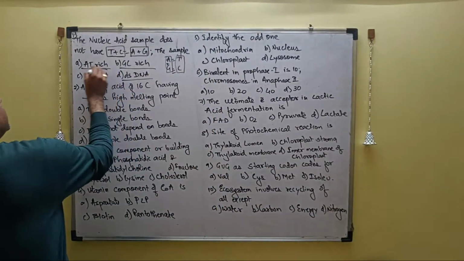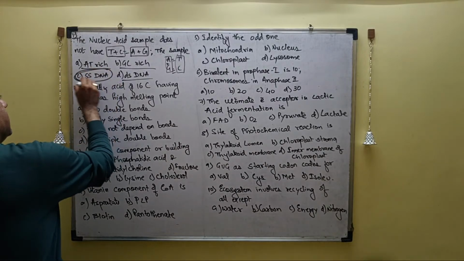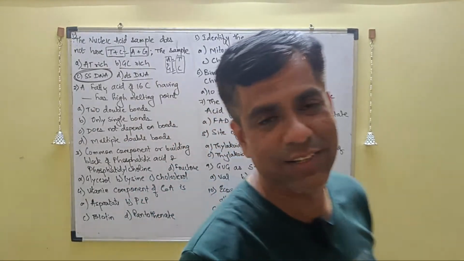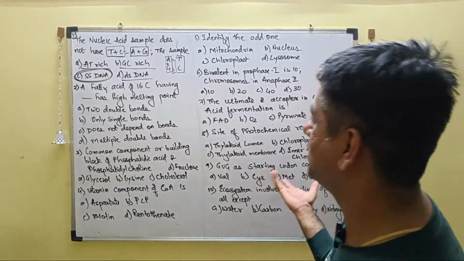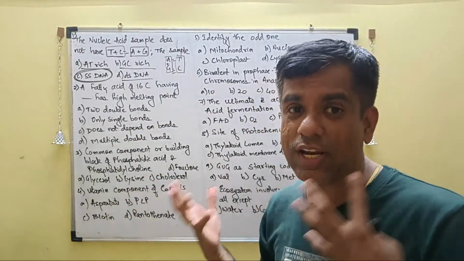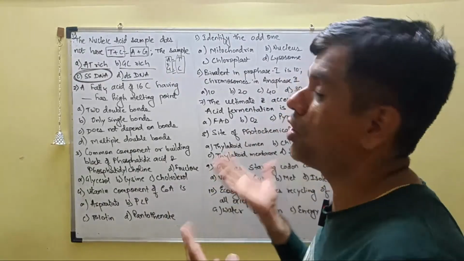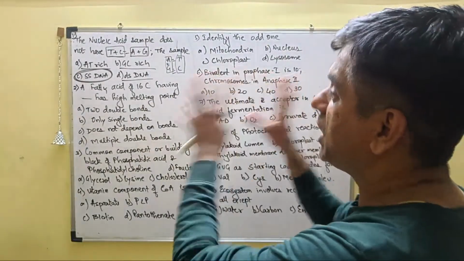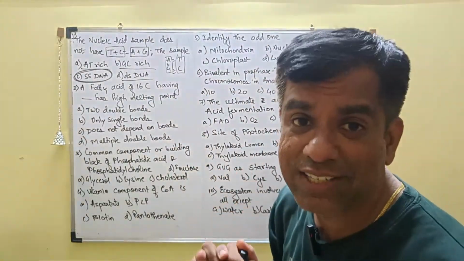Where it doesn't occur is a single stranded DNA. So if the DNA is single stranded, then for sure A plus G is not equal to T plus C. So if a nucleic acid is not showing Chargaff's rule, maybe it is a single stranded DNA.